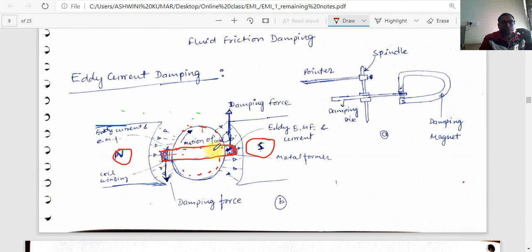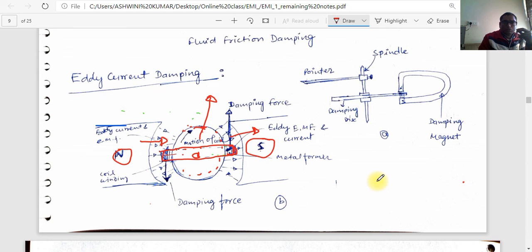On that disk, actually, the magnetic force acts from north to south direction. When the pointer moves, it means the disk is moving by the motion of the coil, because the coil is placed on that disk, and this disk is moving and the coil is also moving. Then we have to find the eddy current damping.